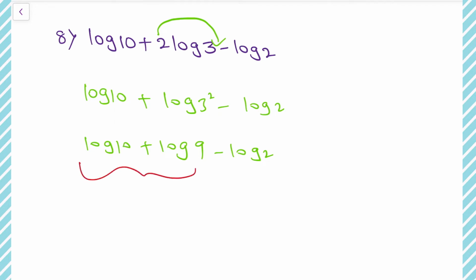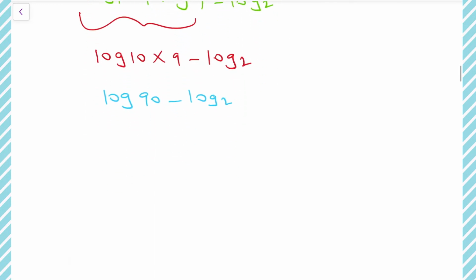Here plus is there in the logarithm. If plus is there, means it will become multiplication. So log 10 into 9, minus next term as it is, log 2. Next, log 10 nines are 90 minus log 2. In the logarithm, if minus is there, means we will do division.